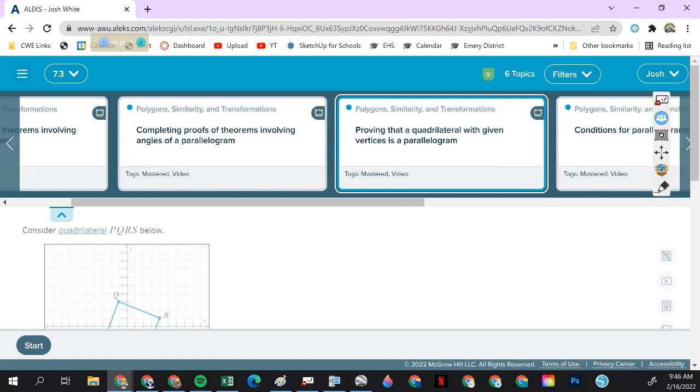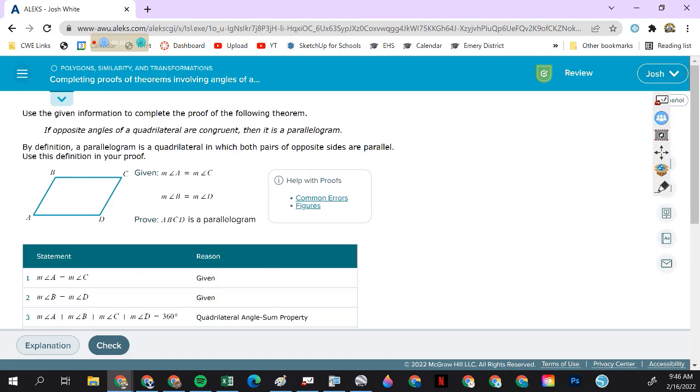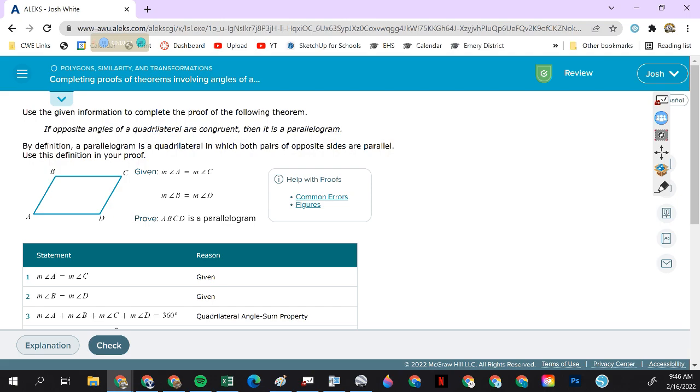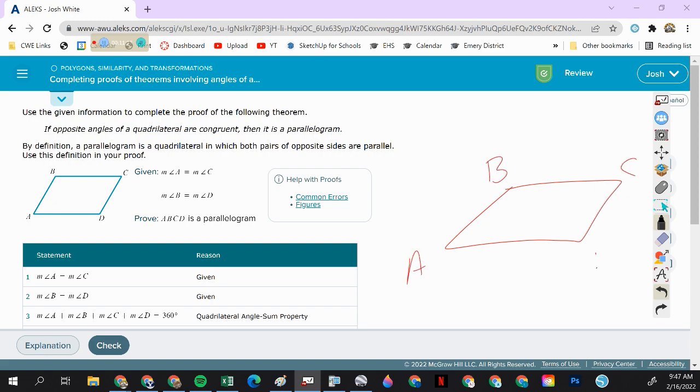Okay, we're going to try this. Hopefully it's not too bad. Here is a proof. Instead of you doing all of the proof, you just need to fill in the missing pieces. And if I end up not liking it, I'm going to throw it out. So, in this parallelogram, or in this shape, A, B, C, and D, we know that A is equal to C and that B is equal to D. So we want to prove that it's a parallelogram.